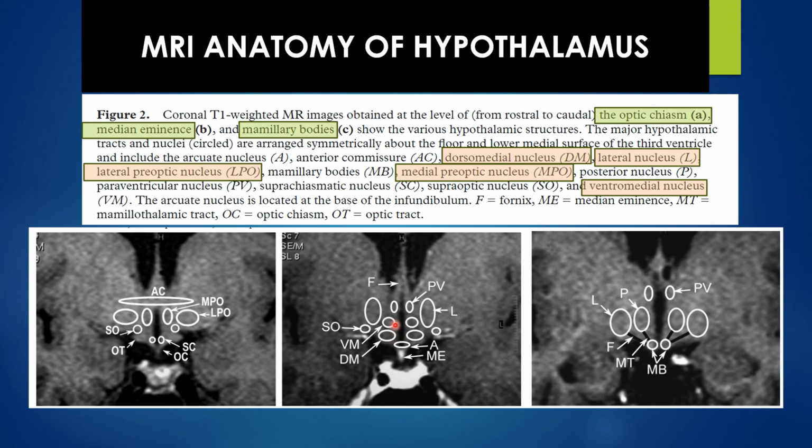Go more posteriorly, this is at the level of the mammillary body. At the mammillary body, what you are able to see is the lateral nucleus. So leave the medial portion and circle something laterally, that is going to be the lateral nucleus. So the hypothalamus has three components: the optic chiasmal part, the median eminence component in the middle, and the mammillary body component more posteriorly, at which levels we see the preoptic nucleus, the dorsomedial and ventromedial nucleus, and the lateral nucleus respectively.